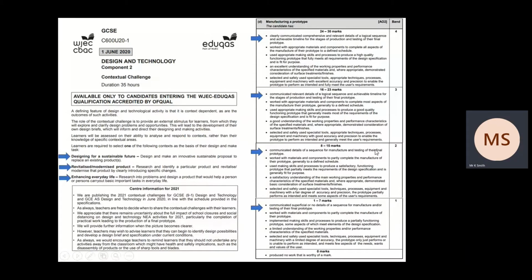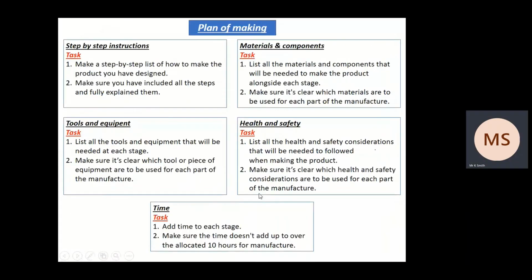Well, this is my suggestion. First off, just list down the step-by-step instructions of how to make the product, and make sure you've included all the steps and fully explain them. Once you've listed down the steps, then go through each step and make sure you've listed down all the tools and equipment for each stage. Make sure it's clear which tools or pieces of equipment are to be used for each section of the manufacture.